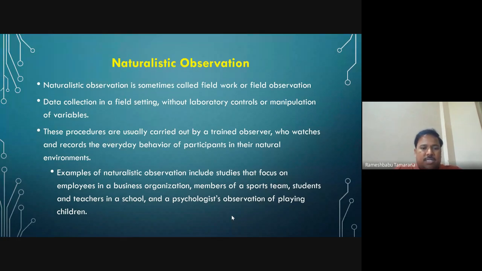So here I said that examples of naturalistic observation include studies that focus on employees in business organizations, like members of a sports team, or students and teachers in a school, or a psychologist's observation of playing children. These are a few examples. It's basically a naturalistic observation. As I said, it's a very passive observation in their naturalistic environment.